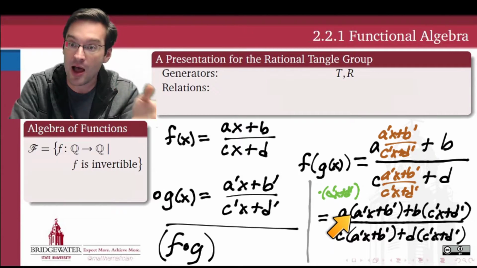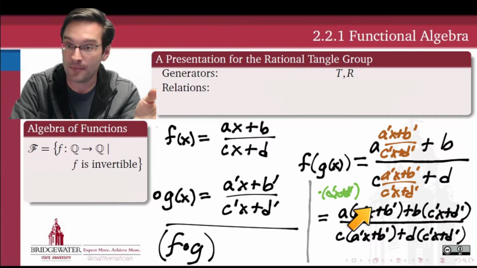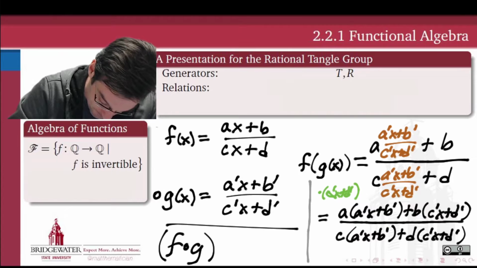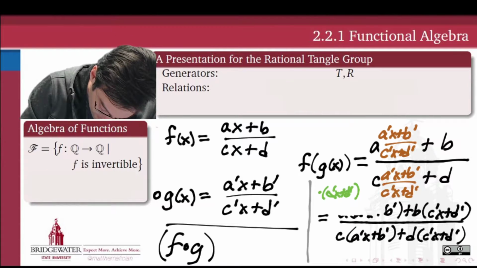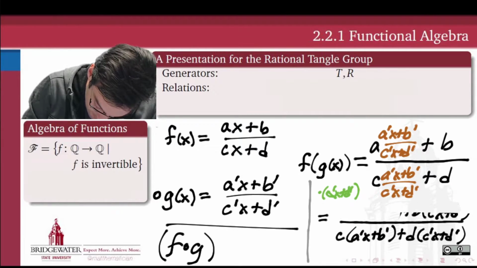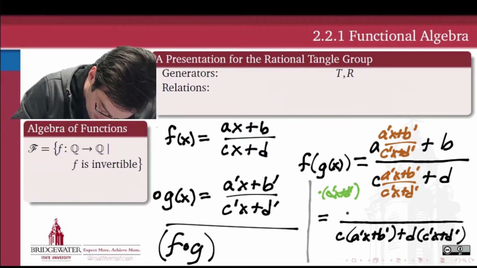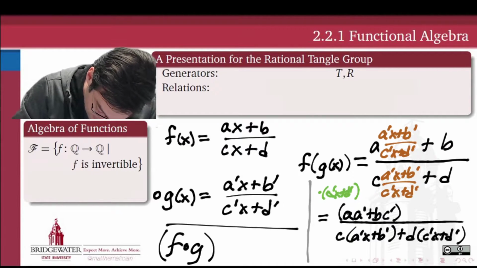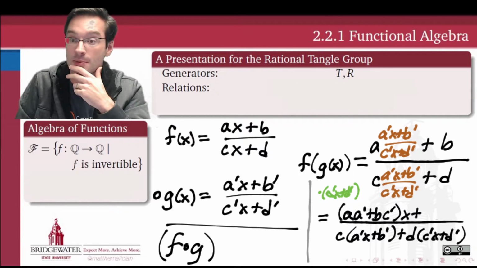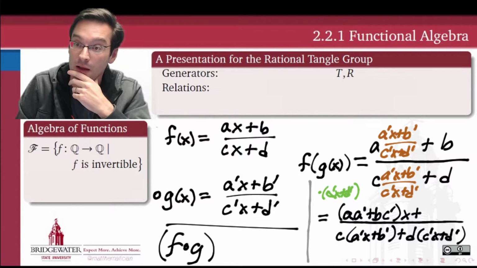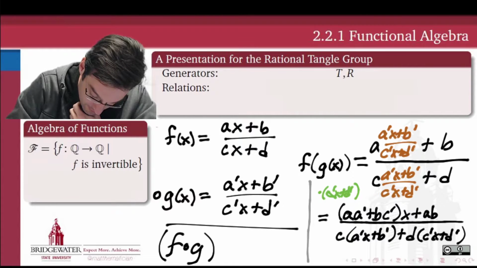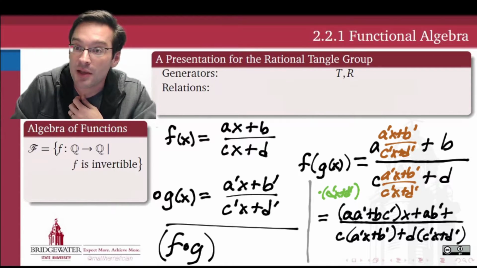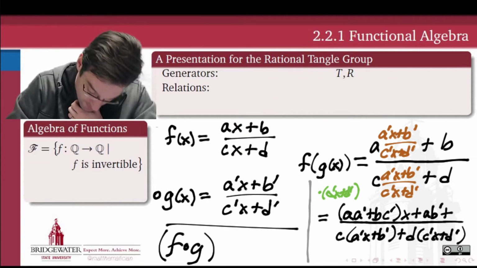So in the top, the x terms are a prime and b c prime. So we'll collect all of those up to the front. A prime plus b c prime times x. And then the terms that didn't have an x in them would be a b prime plus, let's see, b d prime.